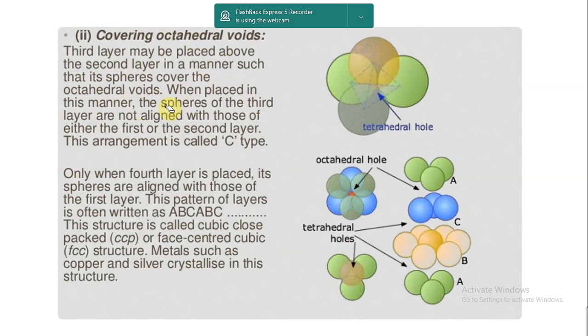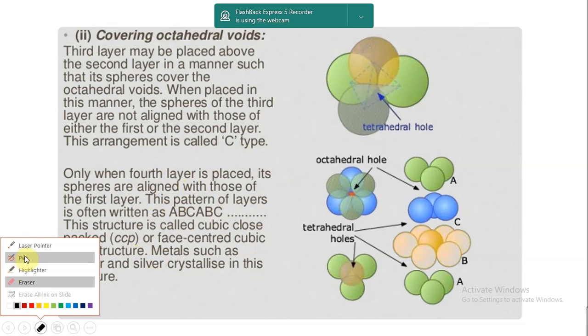When placed in this manner, the spheres of the third layer are not aligned with those of either the first or the second layer, and this arrangement is called the C-type arrangement. Only when the fourth layer is placed are its spheres aligned with those of the first layer, and this pattern of layers is often written as ABC type.